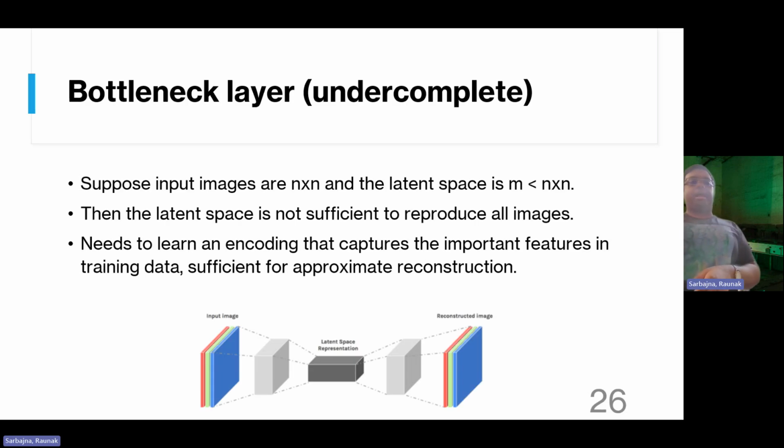So what does the bottleneck layer look like? Well, suppose there are n-cross-n input images and the latent space is a much smaller number of things. We assume that the latent space is not sufficient to produce every single image in an n-cross-n space. So we need to learn an encoding that can capture the important features in the training data, and that is sufficient for approximate reconstruction. So, that's what the bottleneck layer does, right?